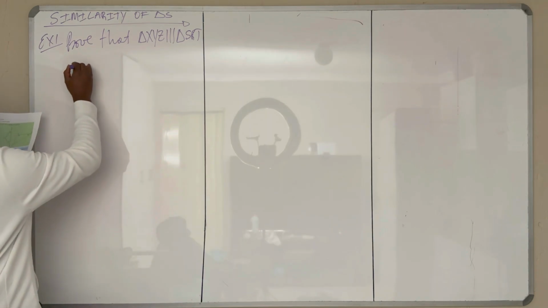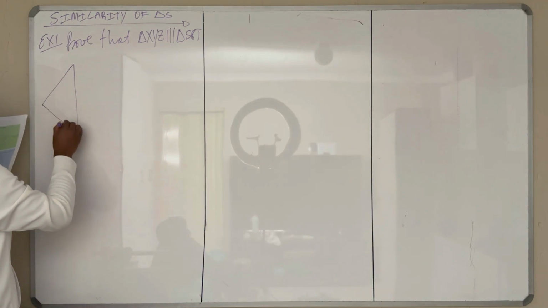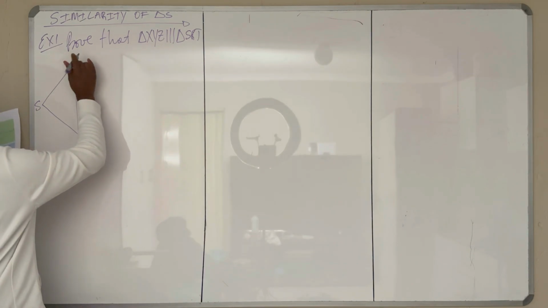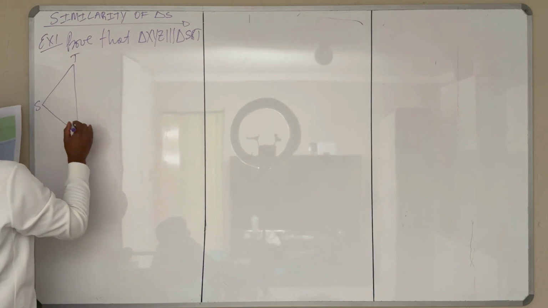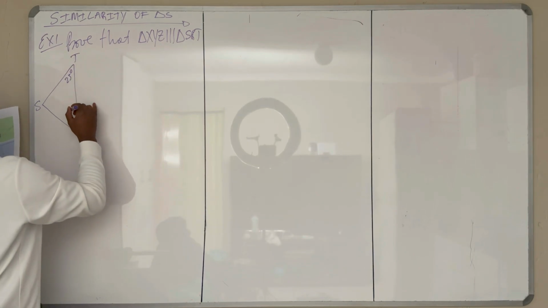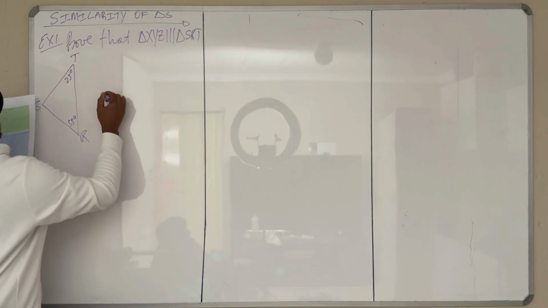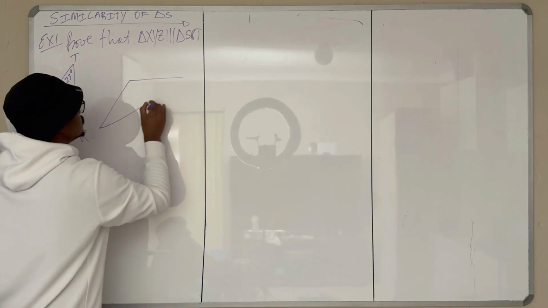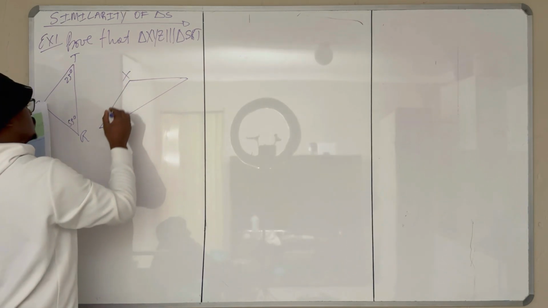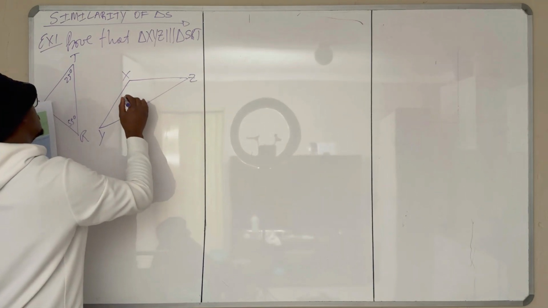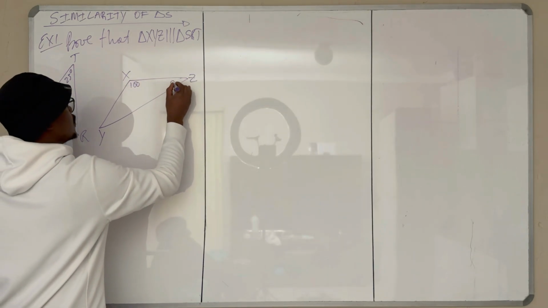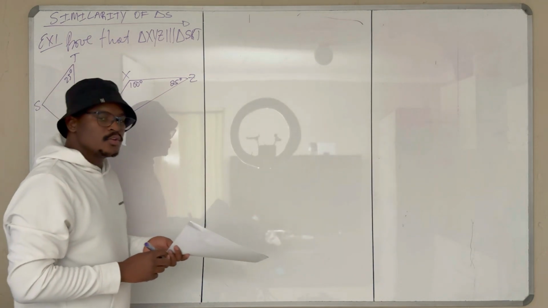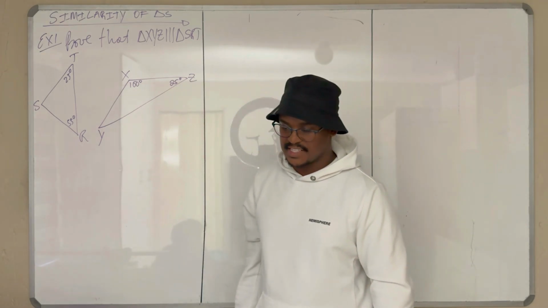So these are the triangles. This is STR. We are given that it's 25 degrees. It's 55 here. And then the second triangle, it looks like this. So it's X, Y, Z, right? This is 100, this is 25 degrees. Are you following?